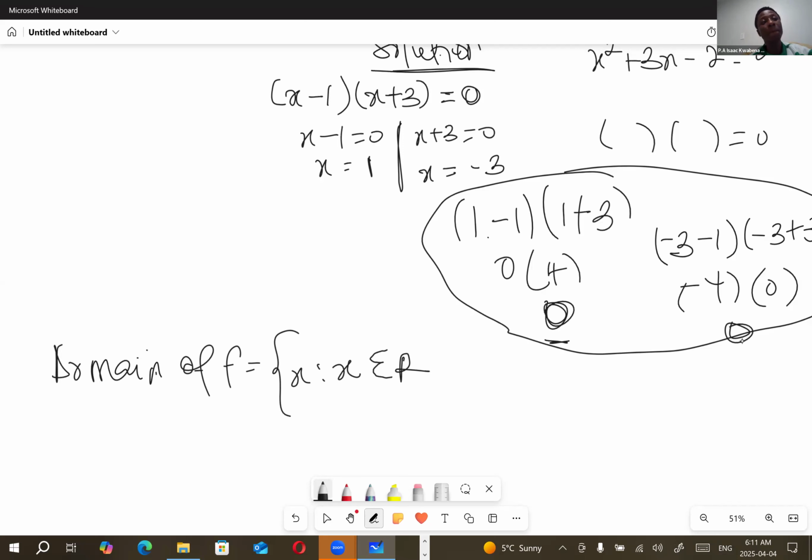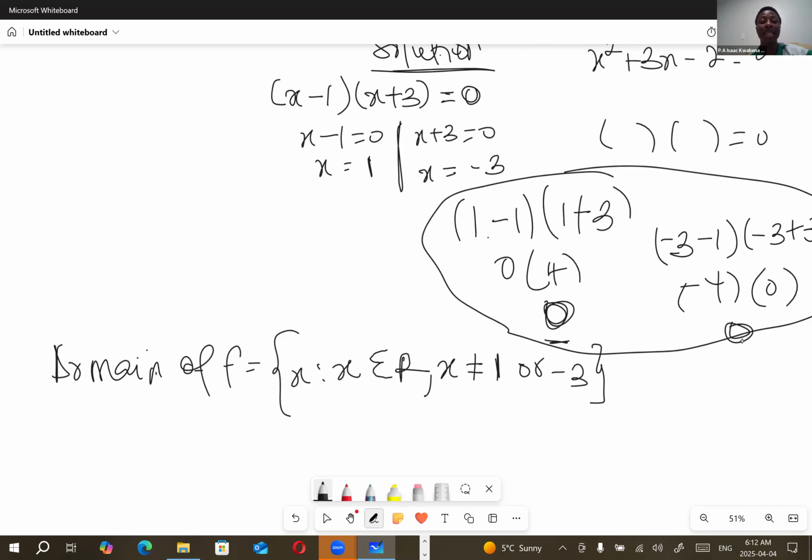Then continue. Comma. x should not be equal to what? 1, or what? -3, right? 1 and -3 will make your denominator 0, and the whole fraction will be impossible to solve, right? So x shouldn't be equal to 1 or -3.